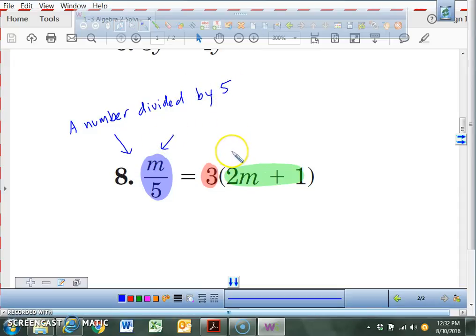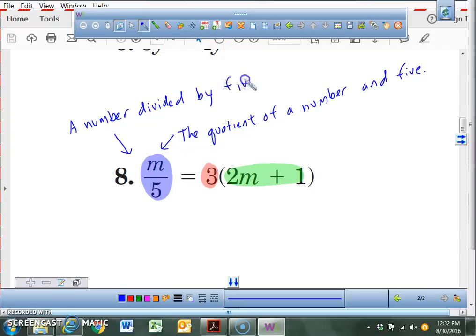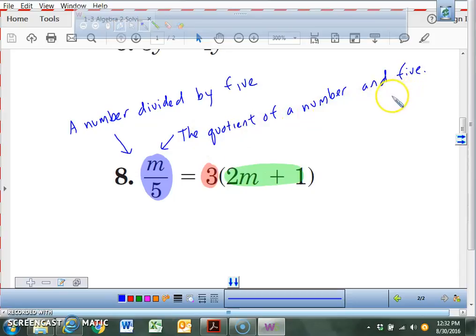There's another way that you could also write. Because for a number divided by 5, the answer to a division problem is called the quotient. So you could say the quotient of a number and 5. By the way, order matters. If I said the quotient of 5 and a number, that would be 5 over n instead of n over 5. So order matters when you're writing this.